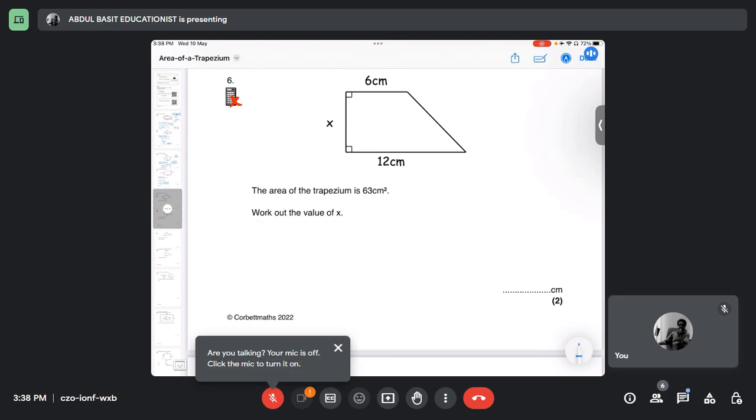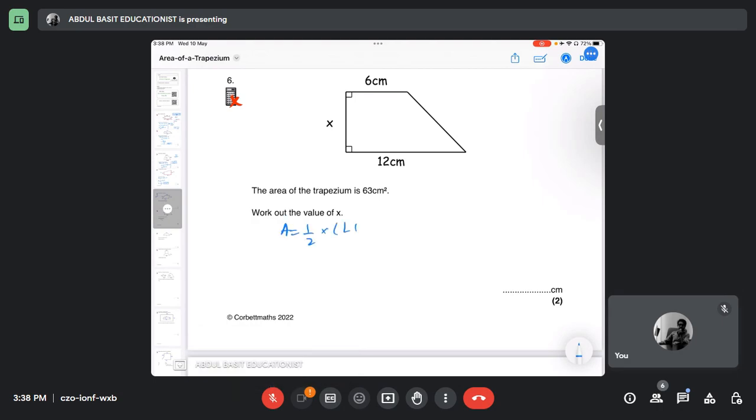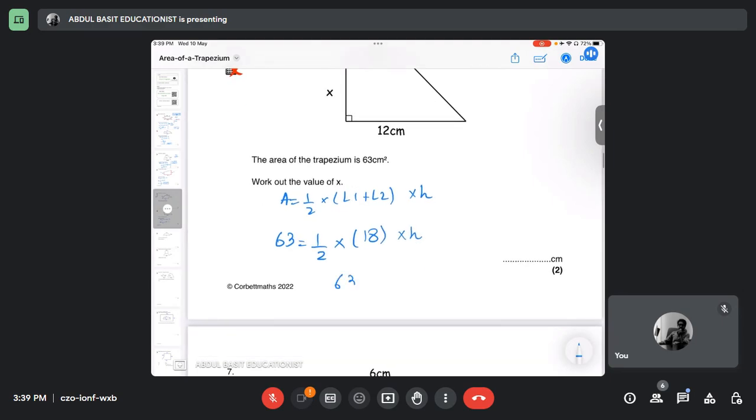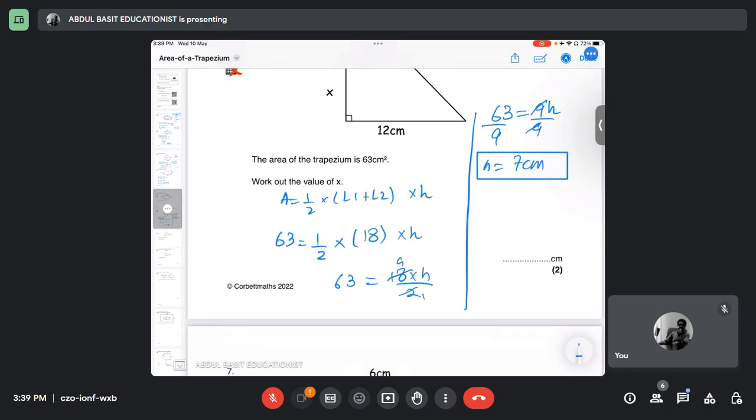Now in this question the area of the trapezium is already given. We have to find out the height. So we know that the formula is 1 by 2 into L1 plus L2 times height. Area is given, which is 63, half. L1 plus L2 means 6 plus 12. So 6 plus 12 is 18 and the height is unknown. 63 is equal to 18 multiplied by height divided by 2. 2 ones are 2, 2 nines are 18. So 63 is equal to 9h, divided by 9 on both sides. So height is equal to how much? It's 7 centimeter. Yes or no?